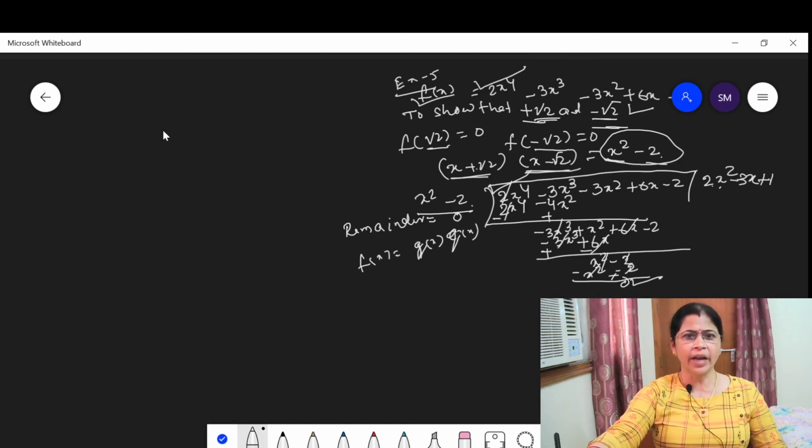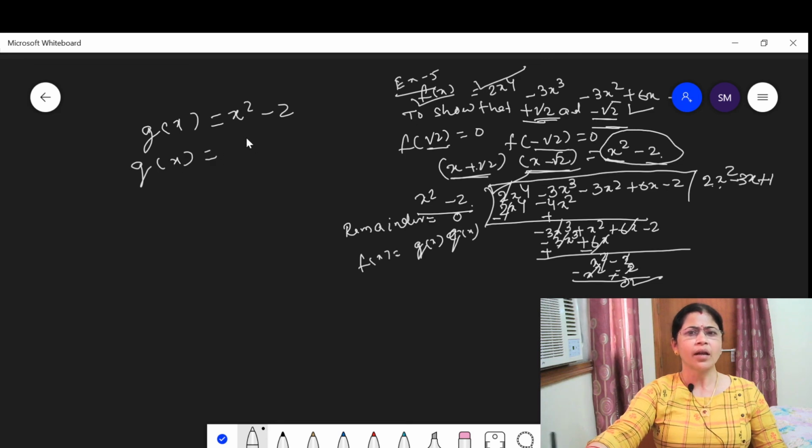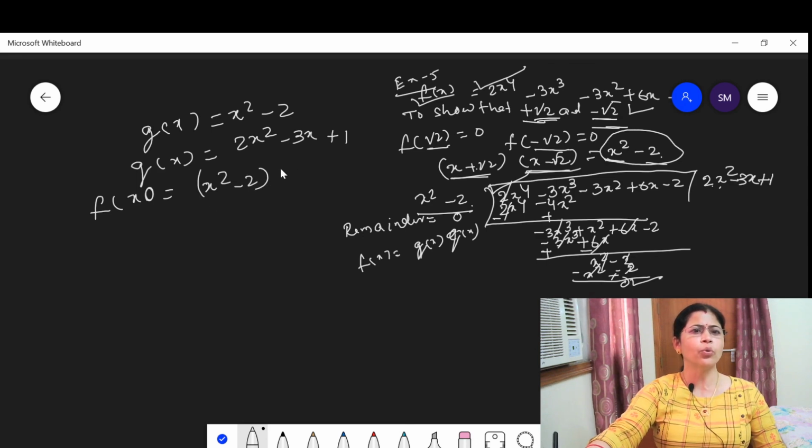Here we get g(x) is equal to x square minus 2 and the quotient q(x) is equal to 2x square minus 3x plus 1. As the remainder is 0, this shows that f(x) is equal to g(x) into q(x), means x square minus 2 into 2x square minus 3x plus 1.